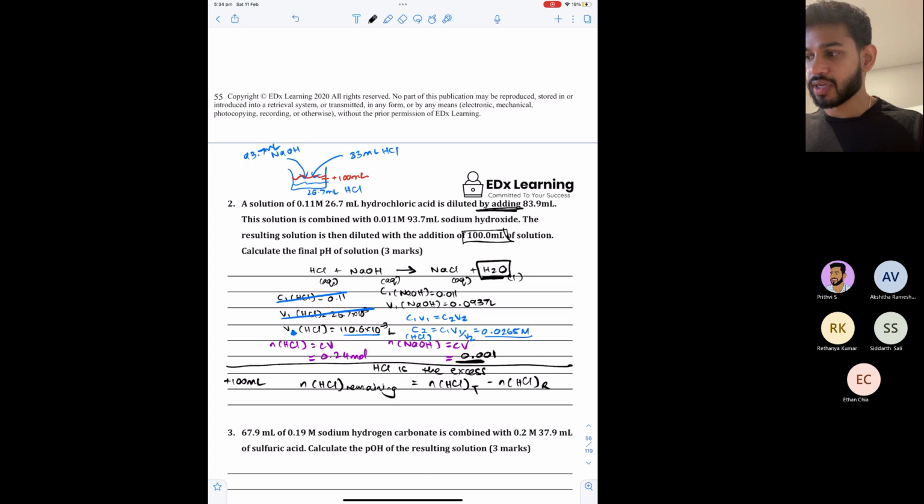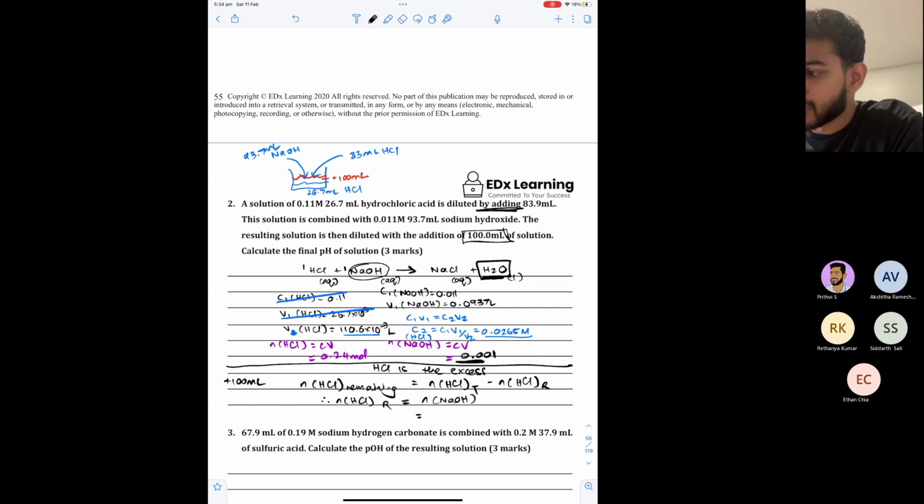right? And to find the number of moles of HCl that reacted, it's a 1-to-1 ratio. It's going to be equal to the number of moles of your limiting reagent. Remember, your limiting reagent limits the number of moles of everything that reacts. So therefore, the number of moles of HCl that actually reacted is equal to the number of moles of NaOH, which is 0.001.